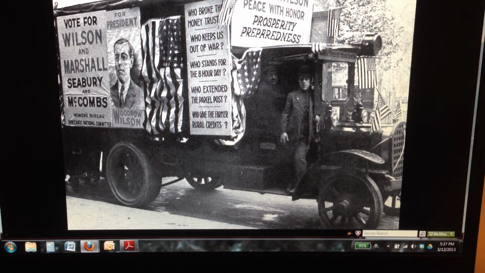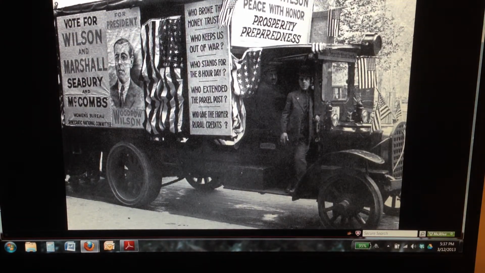And this is actually one of his campaign vehicles that would drive around with all his messages. And you see the second one there on the list on the truck. It says, "Who keeps us out of war?" So he's sort of asking who did this, and it's Wilson. So it's a big truck promoting Wilson for president.